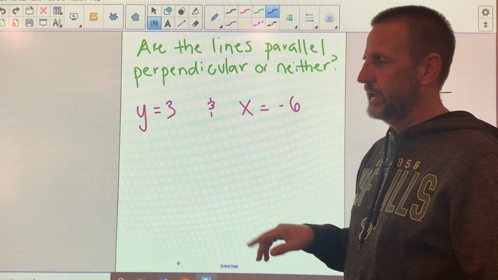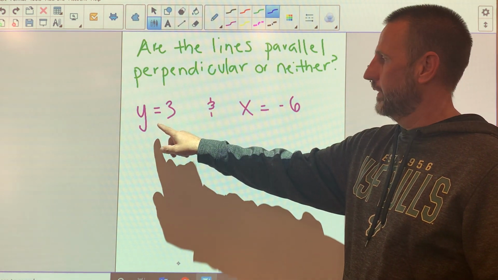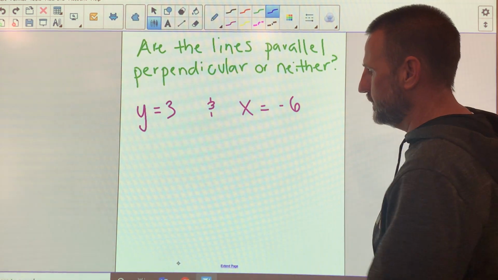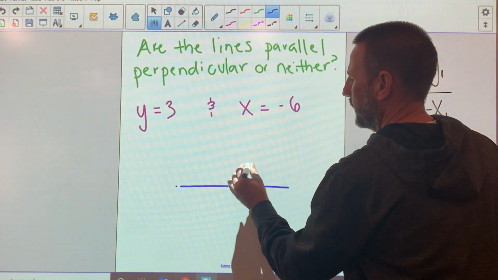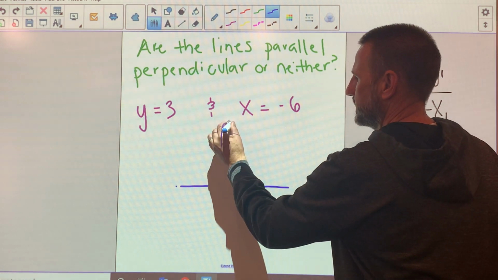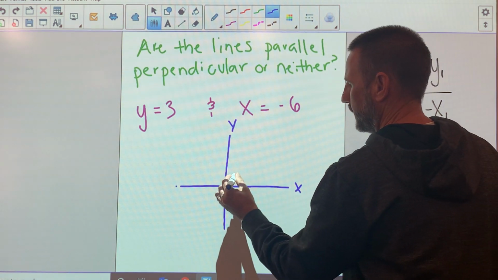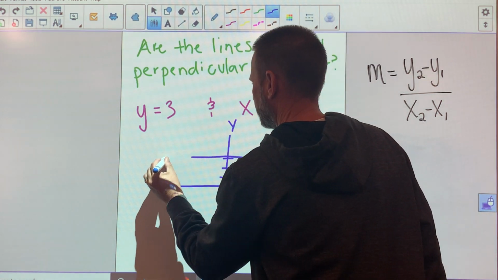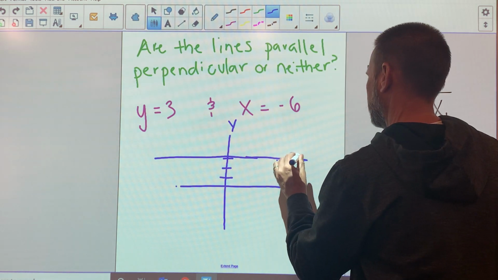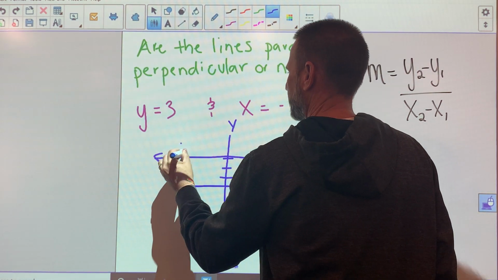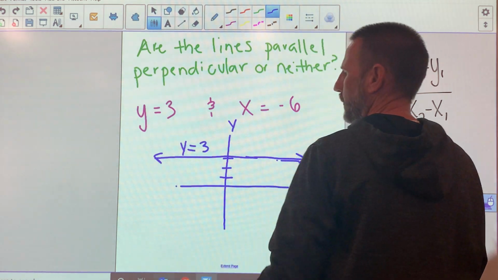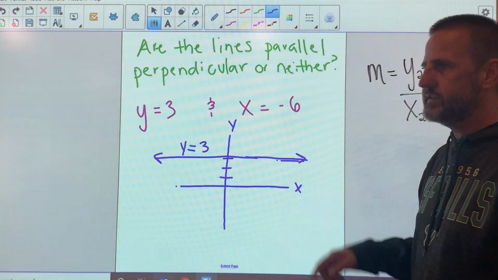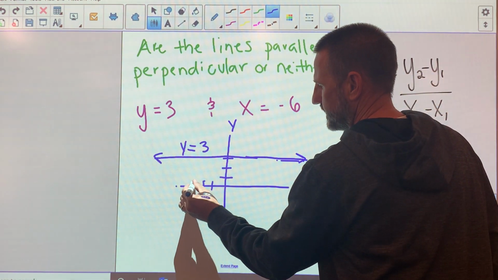If you've got a Y line, remember what we talked about in our previous video, Y lines mean cross the Y axis at 3. So I'm just going to draw a picture here real quick. This says cross the Y axis, that's this guy, at the number 3. 1, 2, 3. So I'm just going to draw a little line across. And that's the graph of Y = 3 right there. But how about the other one? It says X = -6. Well, that means cross the X axis at -6.